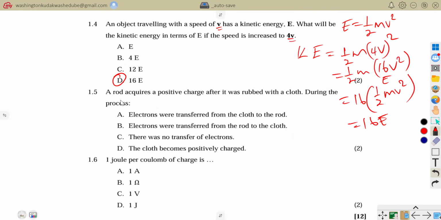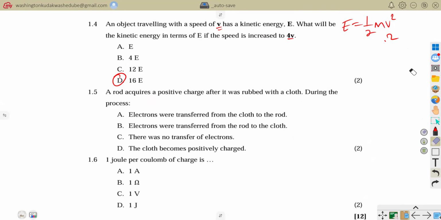Now we are saying a rod acquires a positive charge after it was rubbed with a cloth during the process. So we are having a rod. Usually this is neutral. So let me just get to rub here, and then I will illustrate on top. So here is our rod, which is neutrally charged. I'll represent the charges with positive, and then positive, and then positive. And then we are having negative and negative.